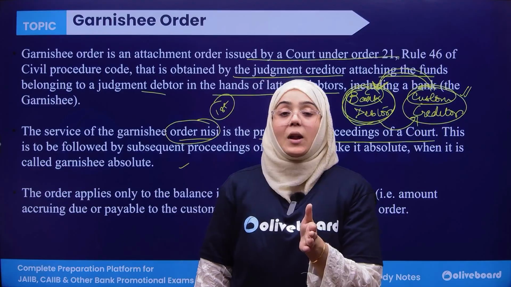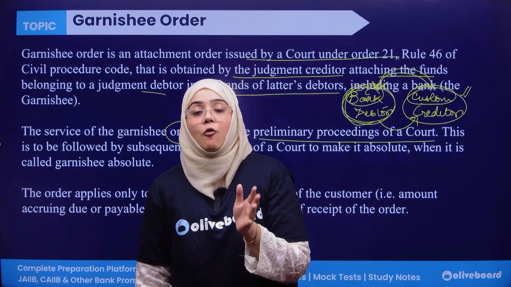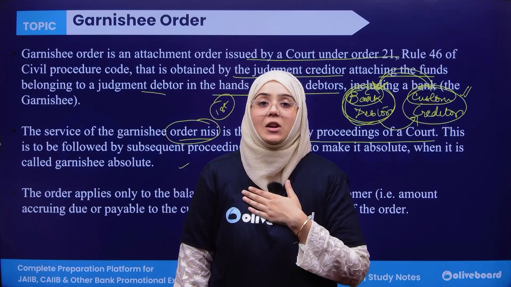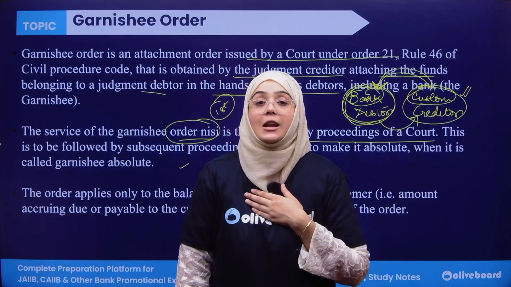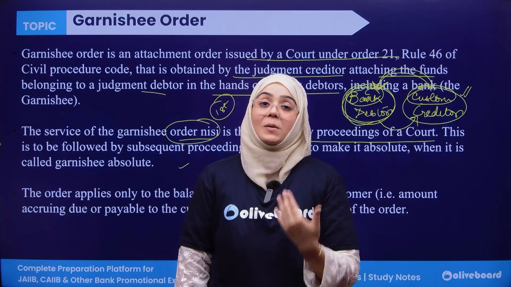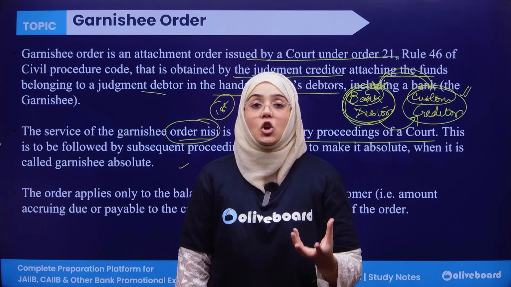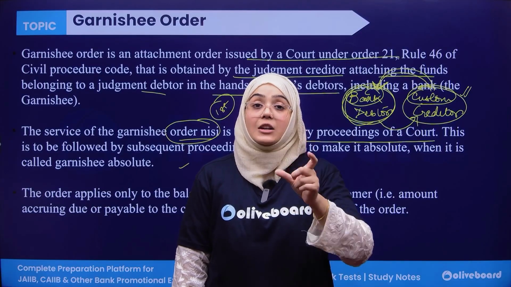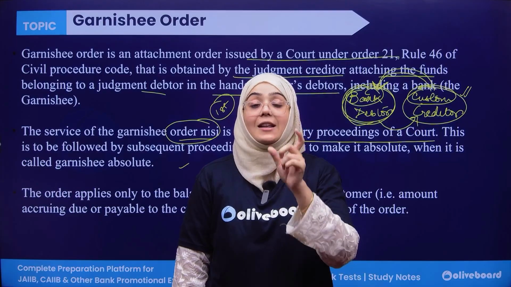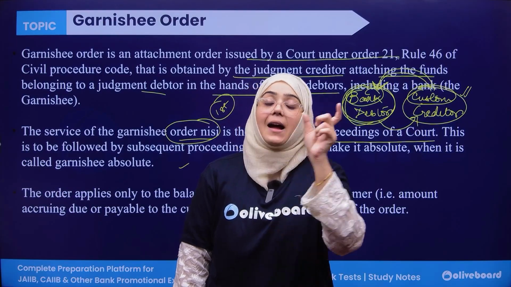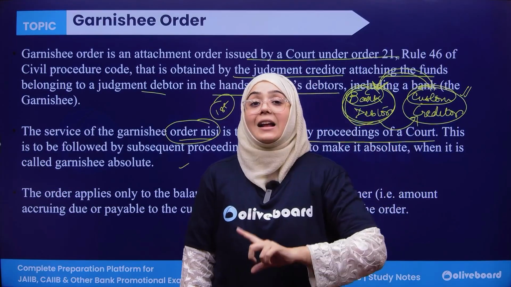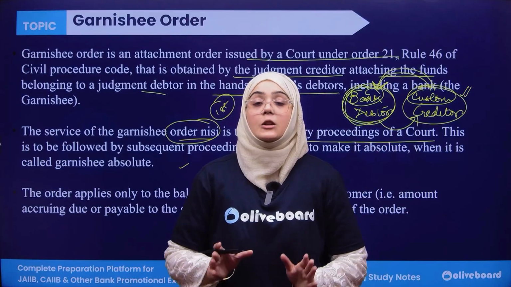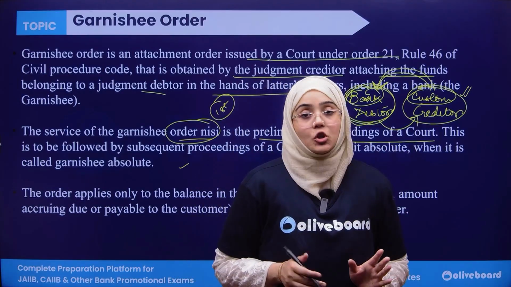For example, today my account balance stands at 10 lakh rupees, but the bank is not giving it back to me. Now the garnishee order has been passed in favor of the judgment creditor and the balance is rupees 10 lakh. Now this garnishee order is applicable only to this 10 lakh rupees, meaning the bank has to give back this 10 lakh rupees immediately to me. This is known as the garnishee order.